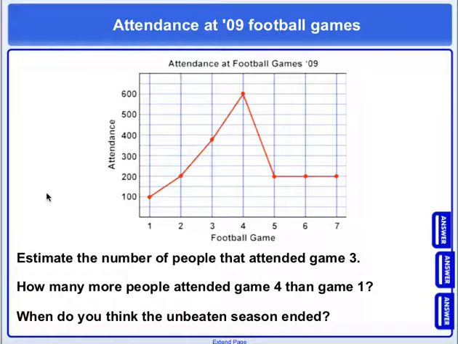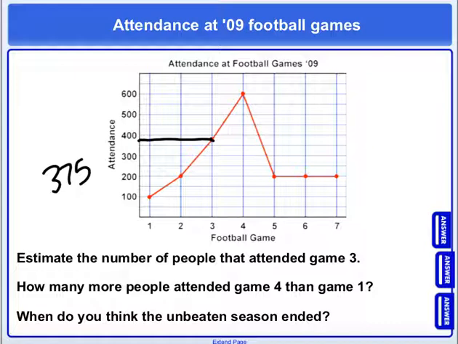All right, let's keep going with some of these line graphs. Attendance at 2009 football games. We have football games, numbers 1 through 7, and attendance in hundreds. So estimate the number of people that attended game 3. That means that we're looking at game 3 and we're going right here. Well, it's not perfectly on a line, so we would estimate maybe 375. That seems like a pretty good estimate.